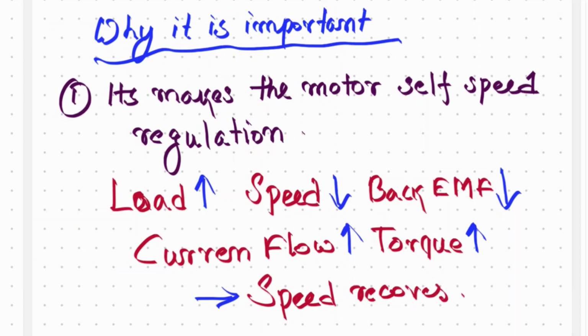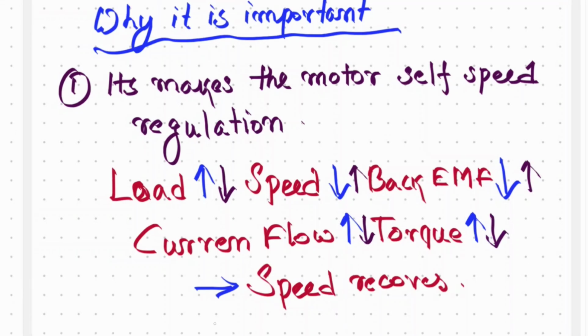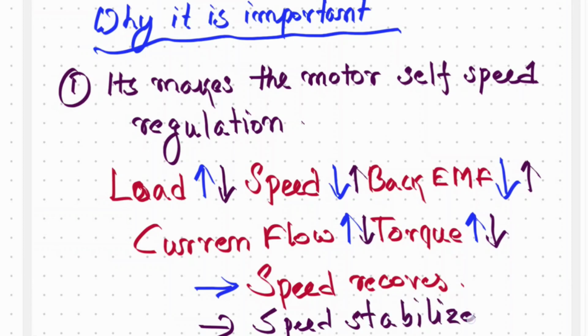So this is one condition. Now we'll see the opposite condition. Suppose the load decreases. In that case, what will happen? If the load decreases, the speed will increase. Then what happens to the back EMF? The back EMF will also increase. Then the current flow decreases, the torque decreases, and the speed is stabilized. So because of this back EMF, the motor is self-regulating by managing the speed.